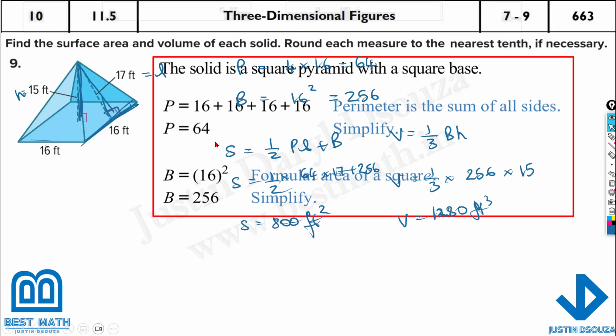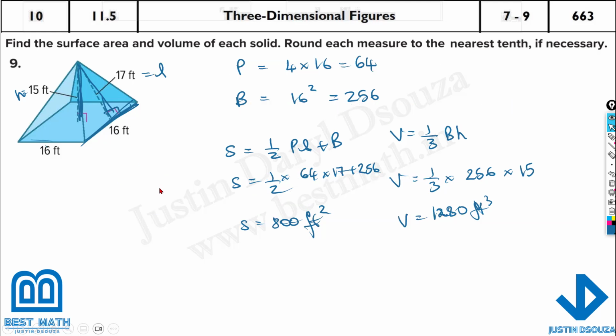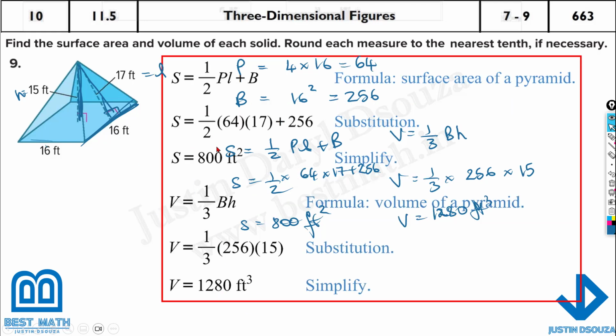And here we go. That's the answers. First, we have to find the P, the perimeter of the base. Then the area of the base. And then the surface area, 800, and the volume, 1280.